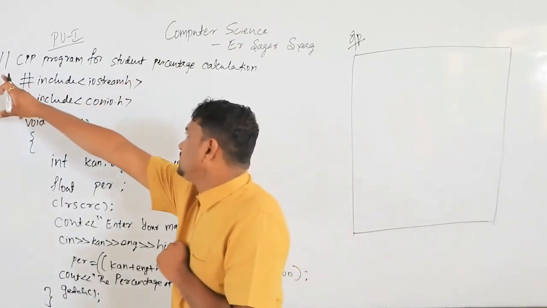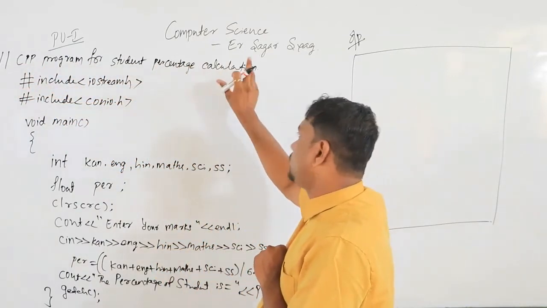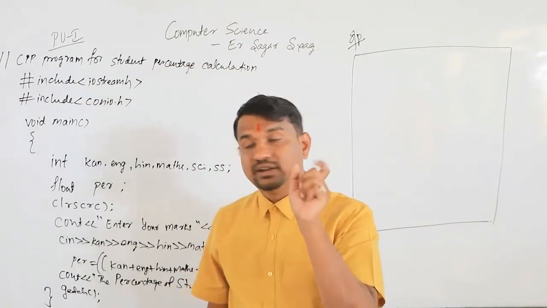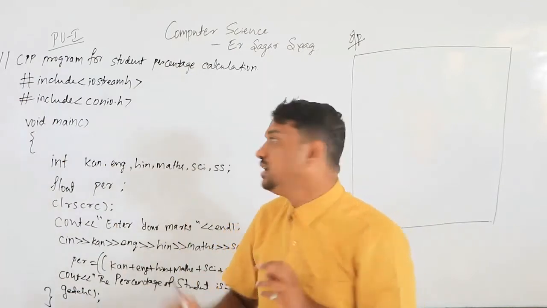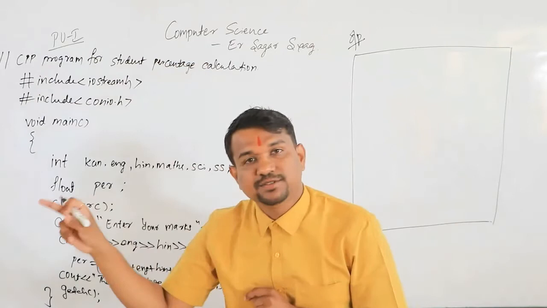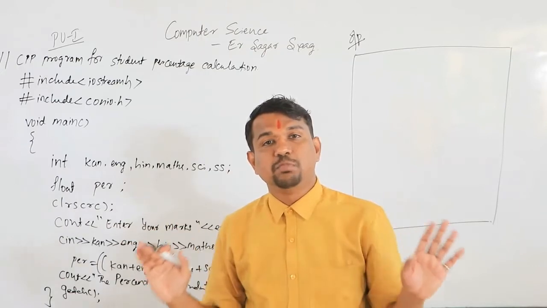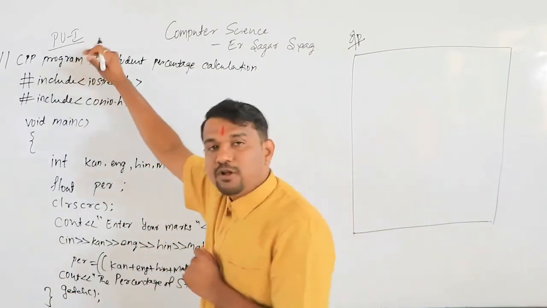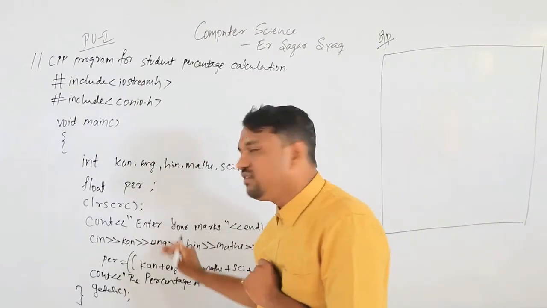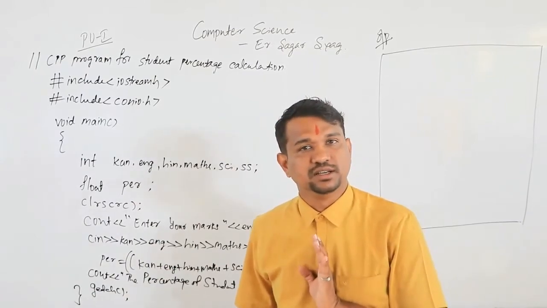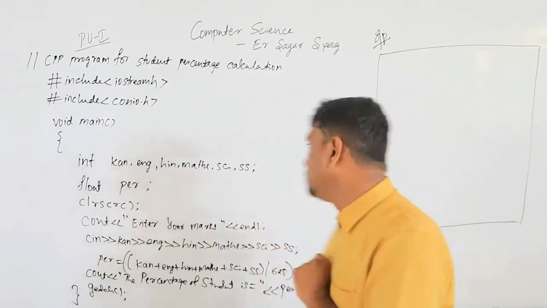See, the single line comment I have used over here. So I have written a CPP program for student percentage calculation. Whatever we have written in the comment line, the compiler will not consider it. Apart from this line, remaining everything the computer will consider. So all these will be executed, compiled and performed.